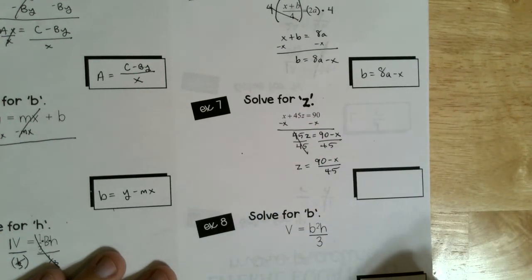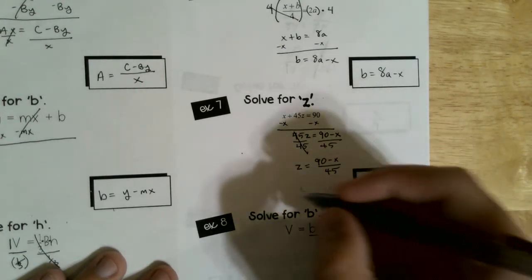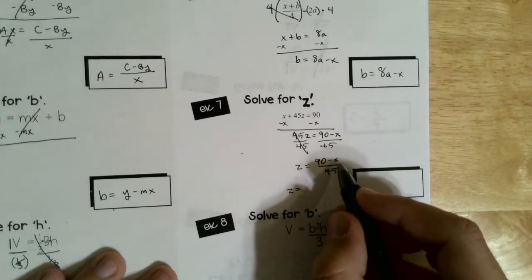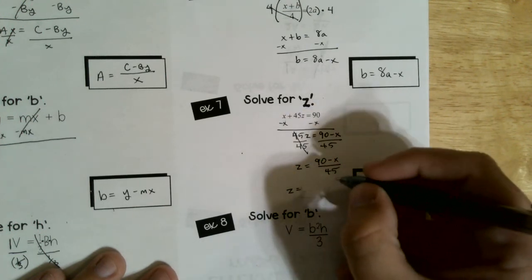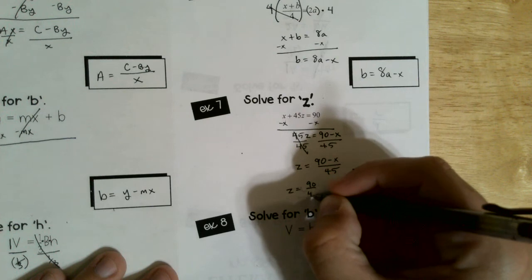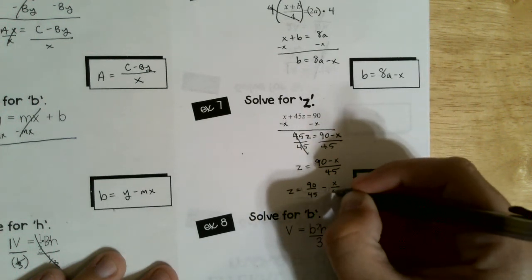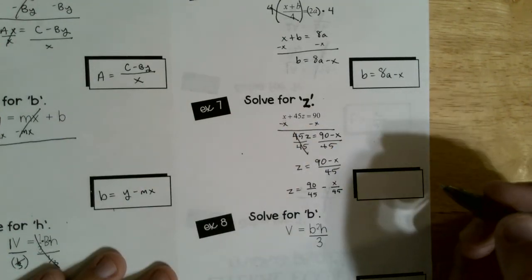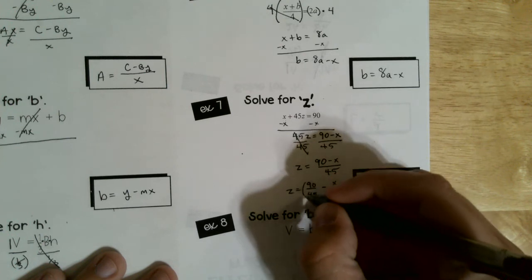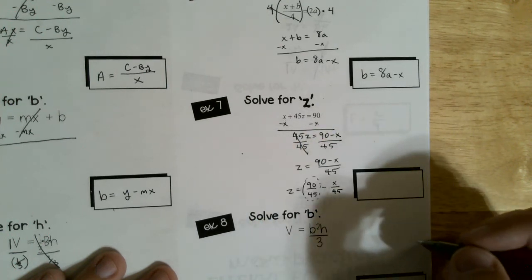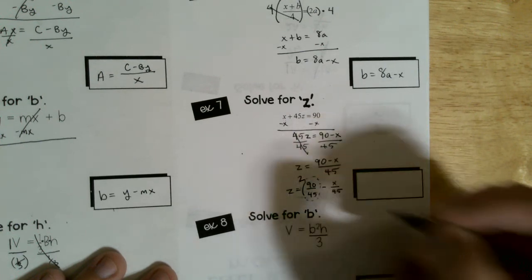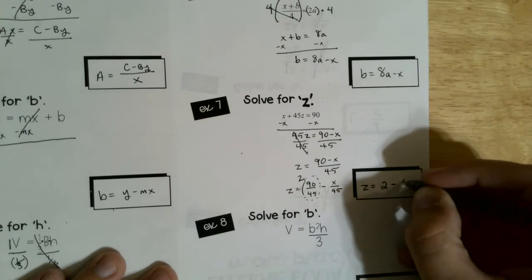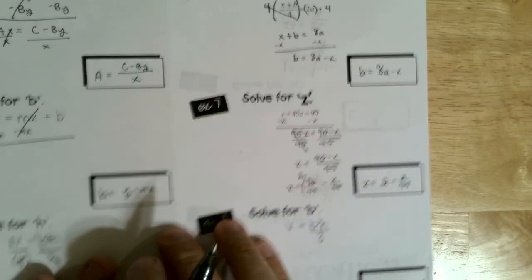Or another way we could think of this is, if we wanted to, we could split this into 2 things. Z is equal to, so anytime we have adding and subtracting in a fraction, what we can do is split this into 2 separate fractions. 90 over 45 minus x over 45. Okay, so we can split this into 2. And so in doing this, now we can actually take this one right here, and we can simplify that a little bit more, because 90 over 45 just gives me 2. So my final answer can be z is equal to 2 minus x over 45.